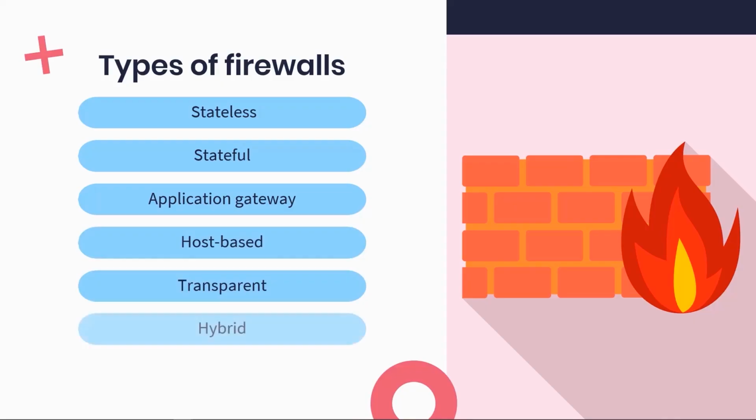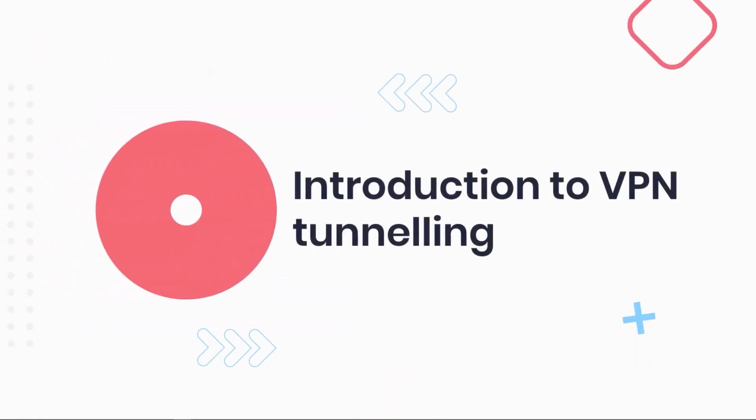And a hybrid firewall is a combination of various firewall types. A VPN is a virtual private network that creates a safe encrypted tunneling connection. Online users are most encouraged to use a VPN connection to ensure end-to-end encryption of data during transmission.